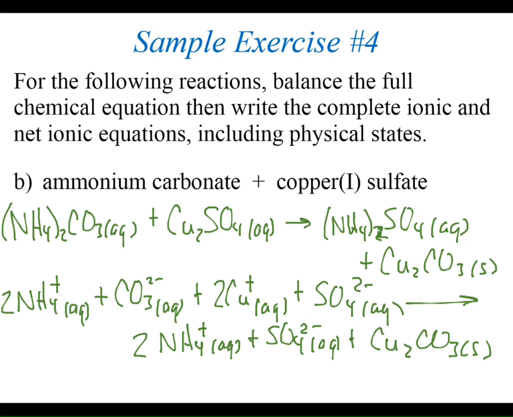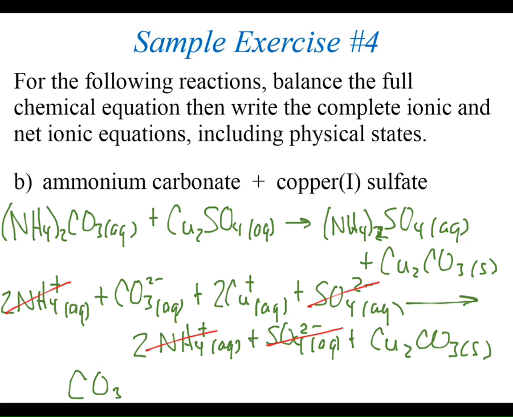Okay, how'd you do so far? So far, so good? Okay, so what do I cross out? Which ions are on both sides, not doing anything? 2 ammoniums, sulfate, sulfate. Okay, so those are the spectator ions, ammonium and sulfate. So just rewrite whatever's left.